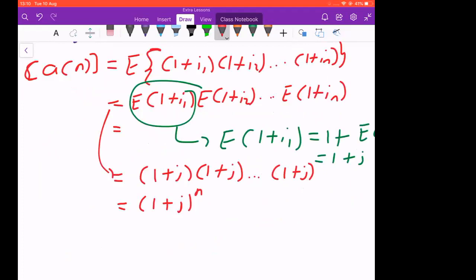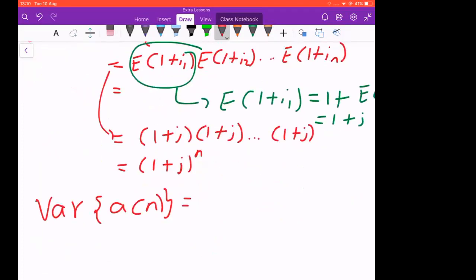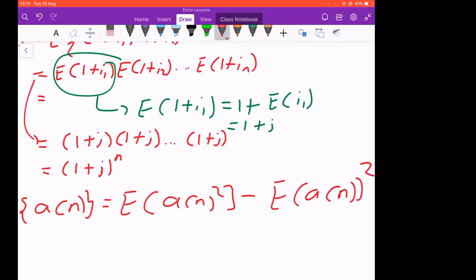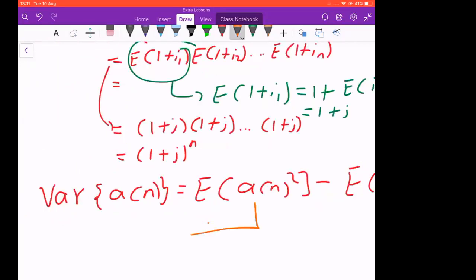They can even ask you to find the variance, right? If they do ask you to find the variance of this accumulated value, you should remember one thing: this is the same as the expectation of a_n squared minus the expectation of a_n, all squared. So you can find these things separately.